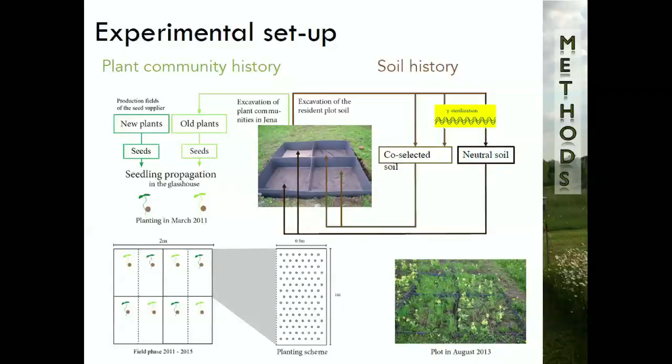For the new plants, or for the unselected histories, we bought seeds from a company. Also made seedlings in the same kind of glass house and also planted them back into the plots. So in every plot we have old and new plants growing next to each other in two different kinds of soil treatments, in either co-selected soil, so this is soil that has been in the Jena experiment over all this time together with this specific plant community, and then neutral soil, which is a soil that has no common history together with the plants. So this soil was also excavated, treated, in some cases gamma sterilized, and then put back into the plots.